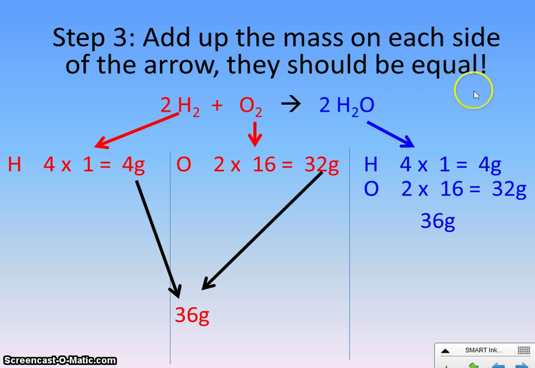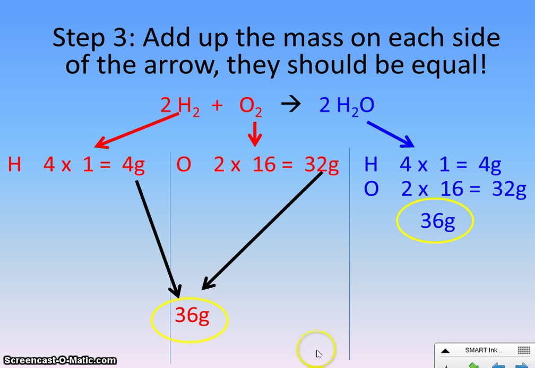And we don't have any adding to do for our products because we only have 1 product. A lot of times you will have 2 products or even more, and so you would need to add together their masses just like we did for our reactants. But for this example, we only have 1 product, so no adding is needed. But notice, the total mass of our 2H2 and our O2 is 36 grams total. And the mass of our product is also 36 grams.